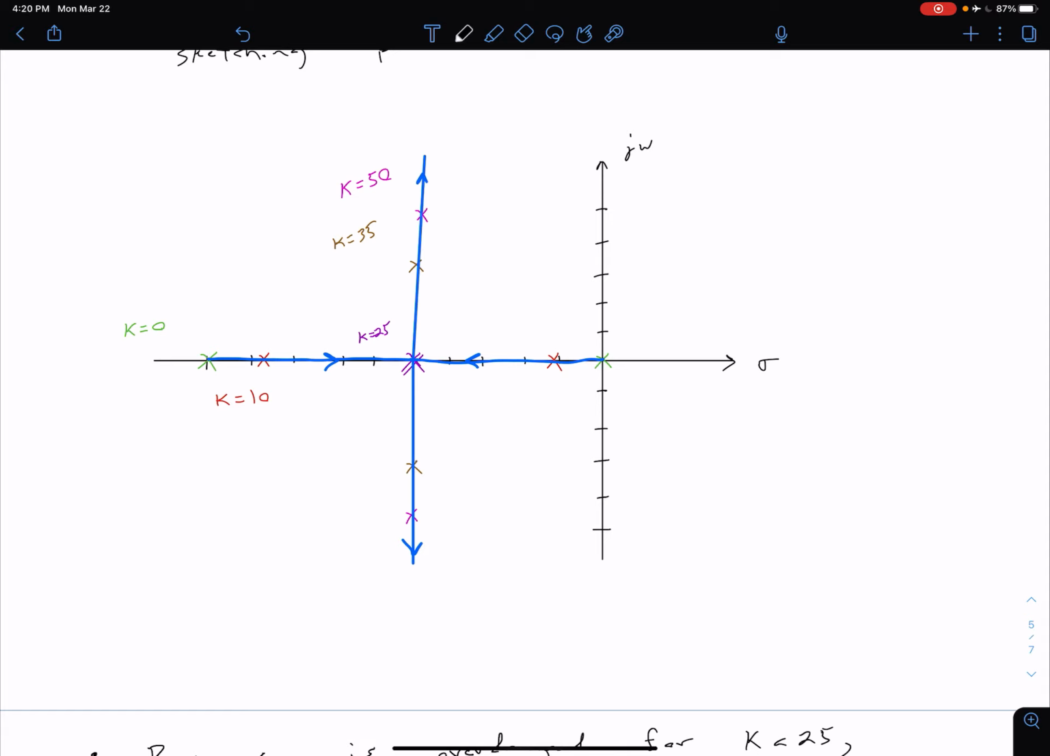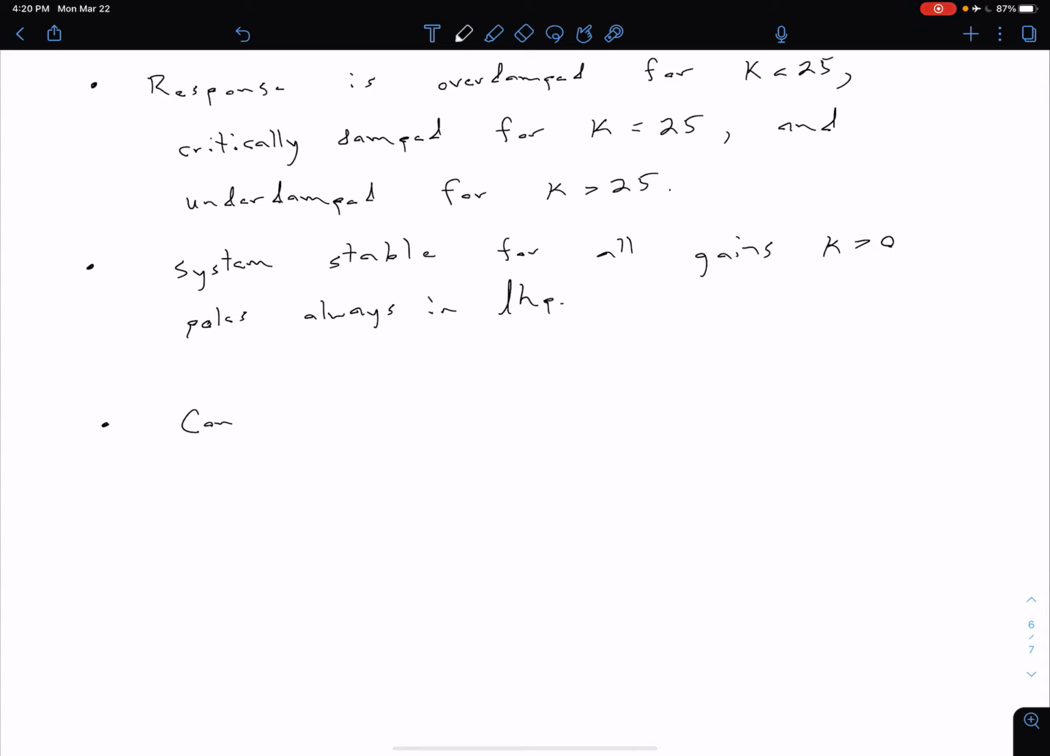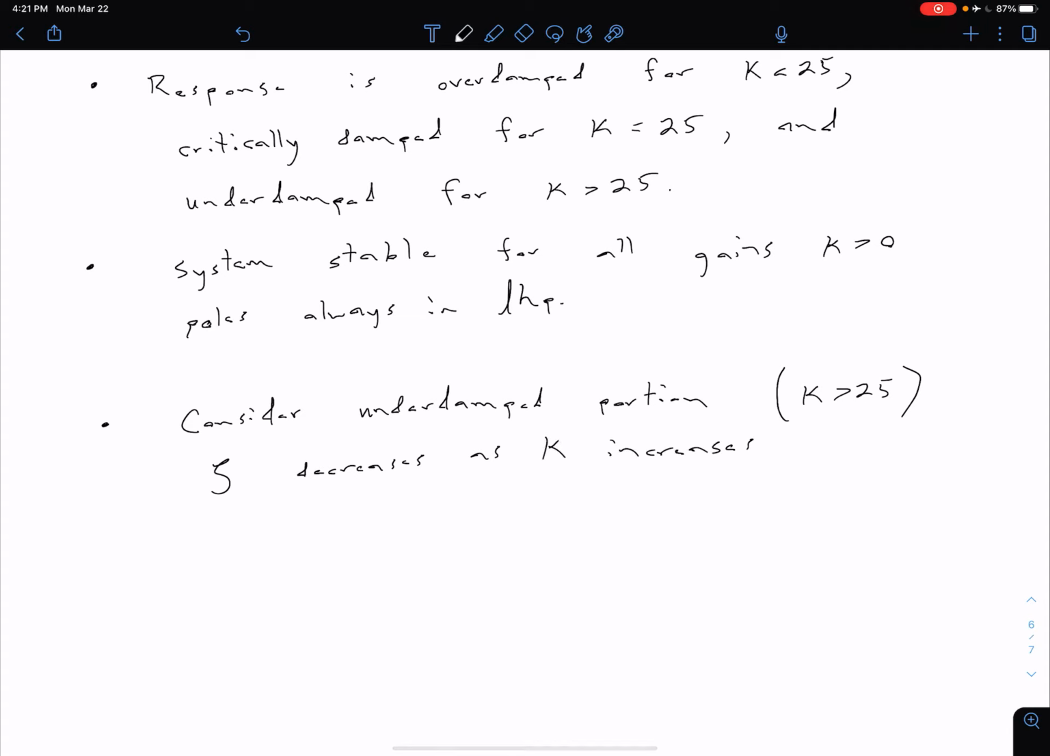So we can go a little further even, and we can talk about what's happening in the underdamped portion for our k greater than 25 as well. So let's consider our underdamped portion. And so this is again going to be for our k greater than 25. And so what we can see is that our damping ratio is going to be decreasing as our k increases. And so there's a couple different ways we can think about that. The first is the relationship to our percent overshoot.